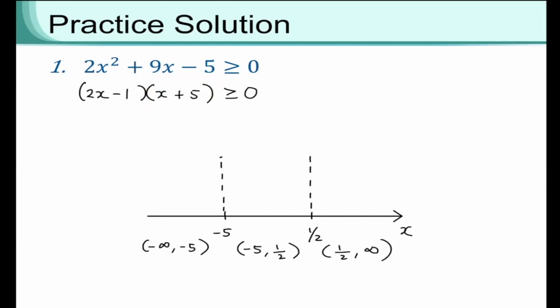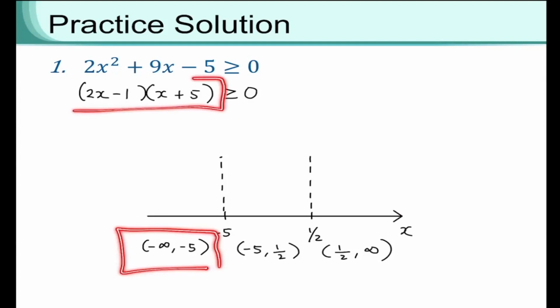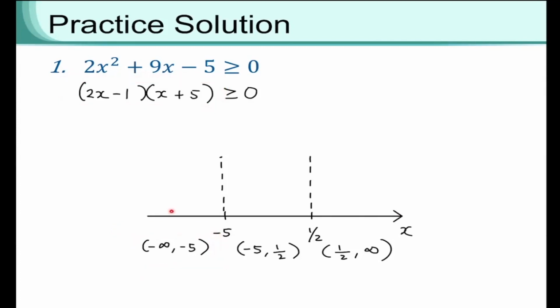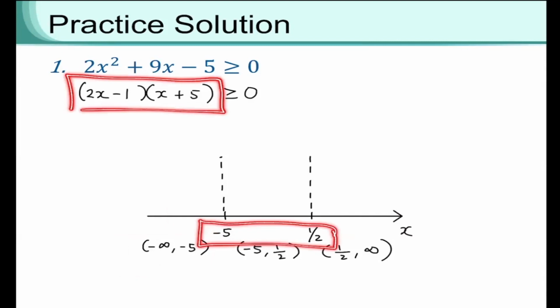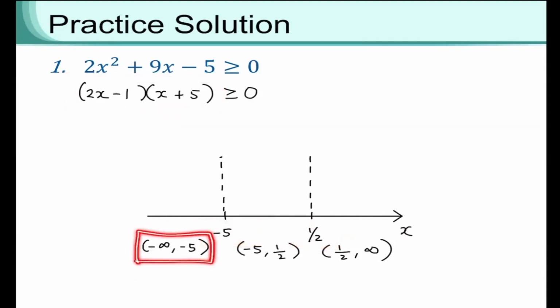And for each of these intervals, there is only one sign for the left-hand side. It is either positive or negative only. Because if it could be both positive and negative, then that means there would be another x value that will make it 0. But these are the only x values that will make the left-hand side equal to 0. So in this interval, this product is either positive only or negative only. So it is enough to just choose a test value.